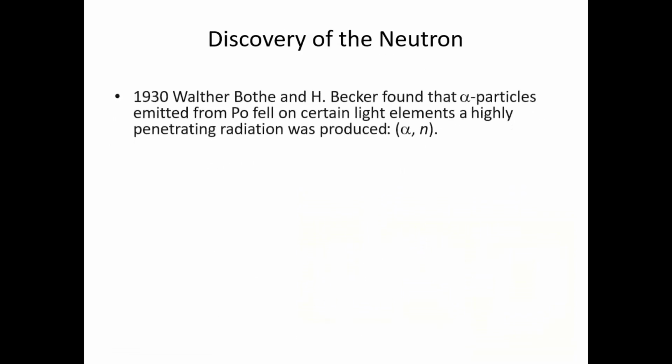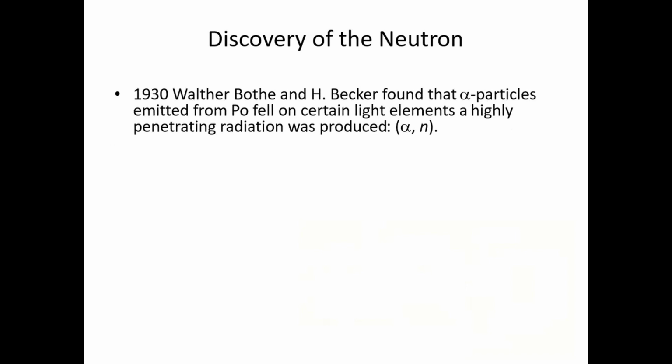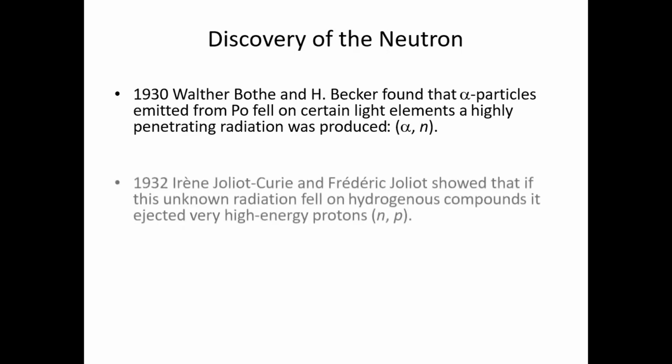Let me briefly go through further what happened really in the discovery of neutrons. In 1930, Walter Bothe and Becker found that alpha particles emitted from polonium, when they fall on certain light elements such as beryllium, produce very penetrating radiations, and eventually we came to know that it was an alpha-n reaction. Alpha particle is the incident particle, and the emitted particle is neutron.